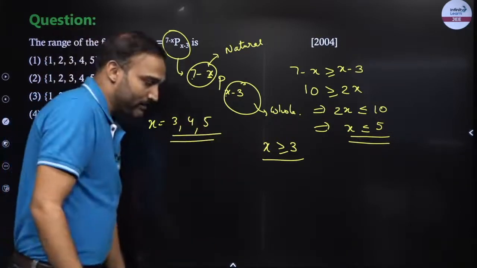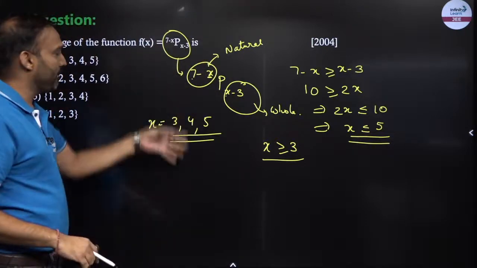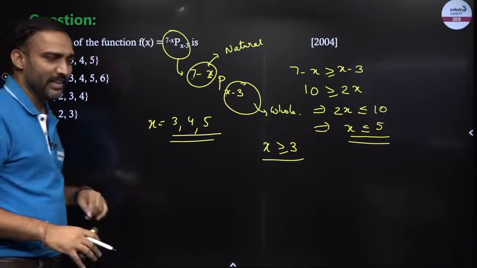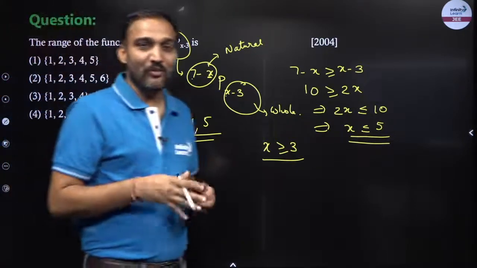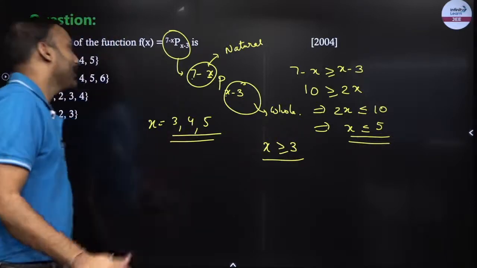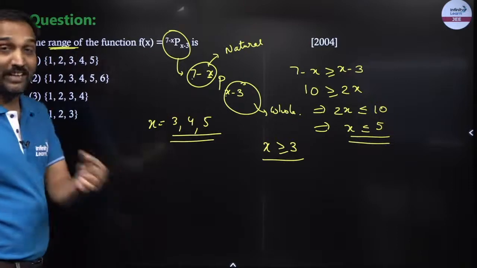Now, why I have said this is an interesting example: in the exam, while solving this, students think 3, 4, 5 is the answer and they look for the x values. Because it is our habit to always find x. So my x is done, it should be there in the answer. But remember, the question was not x. The question was to find the range of the function.